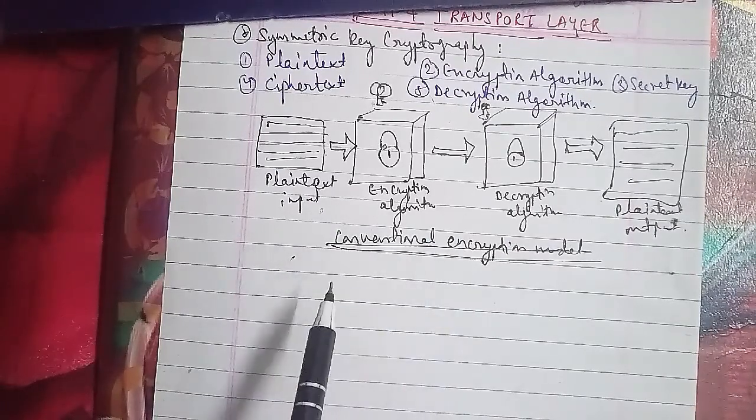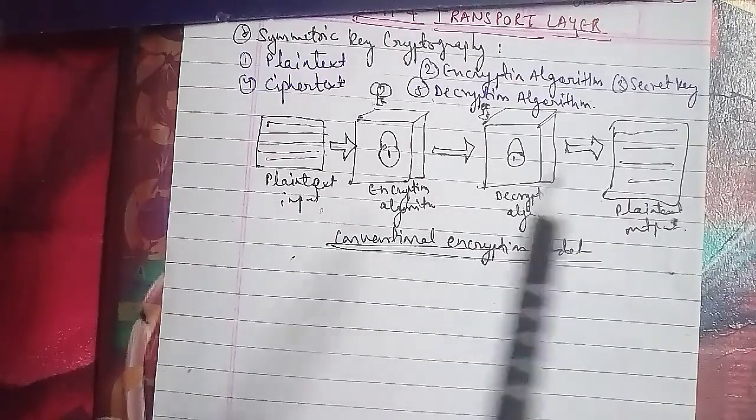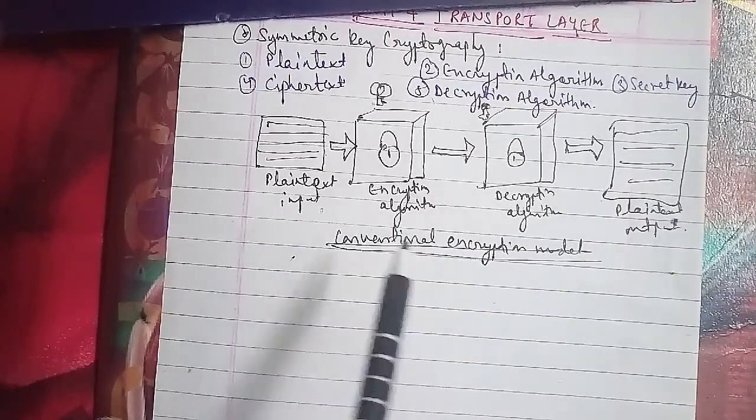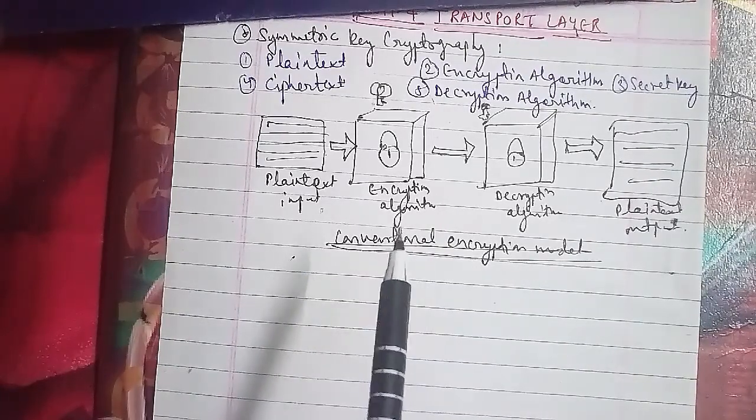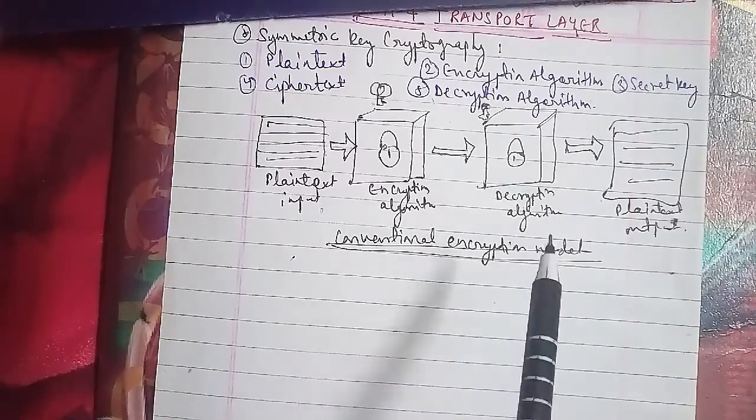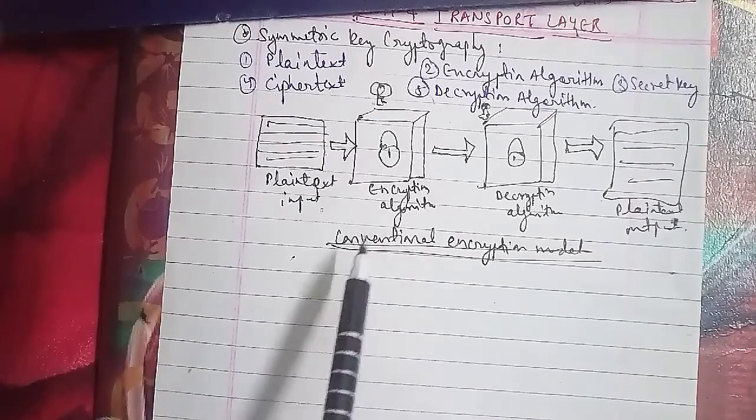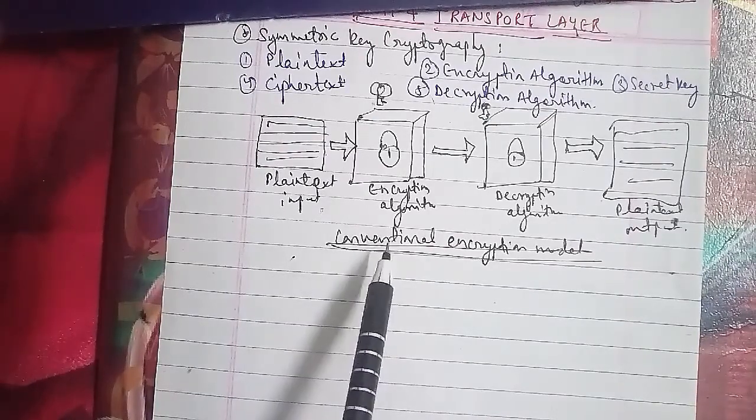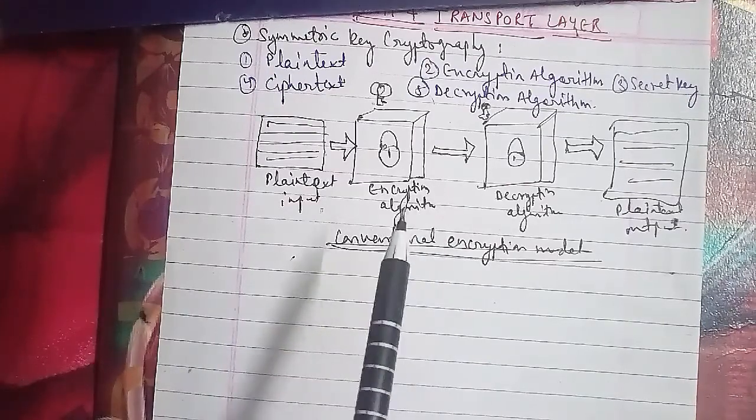So these algorithms have the following important characteristics. First, it must be computationally easy to encipher and decipher a message given the appropriate key. Second, it must be computationally infeasible to derive the private key from the public key. And it must be computationally infeasible to determine the private key from chosen plaintext attacks as well.